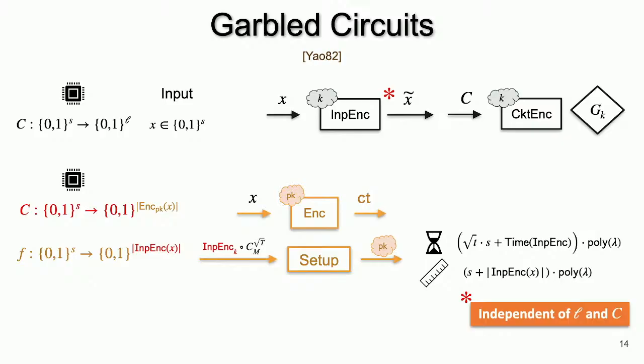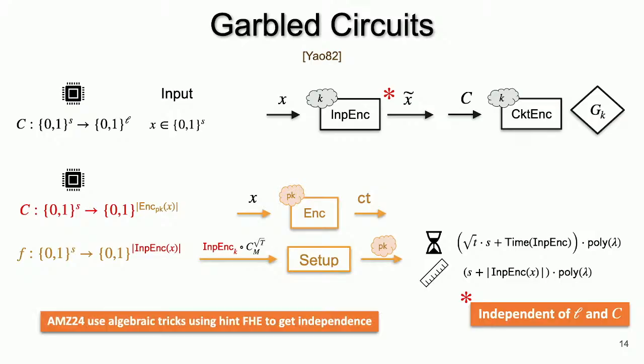Okay. So great, we've done something meaningful. Now to make another point: a prior work, Agrawal, Malhotra, and Zhang, also had a similar blueprint, but they really had to use FHE, hint FHE, and other tricks to get this independence. But here, gobbled circuits are good enough.